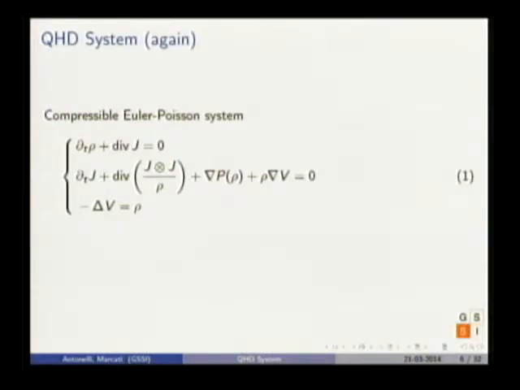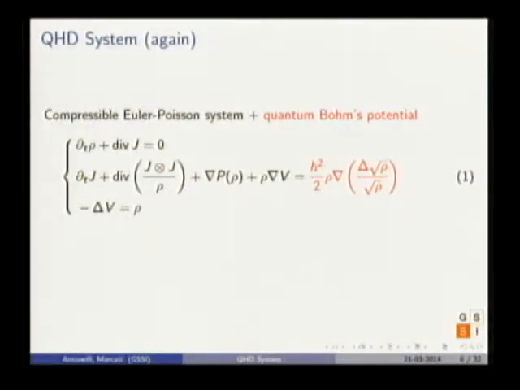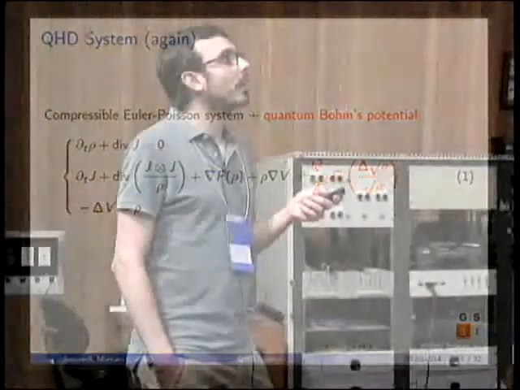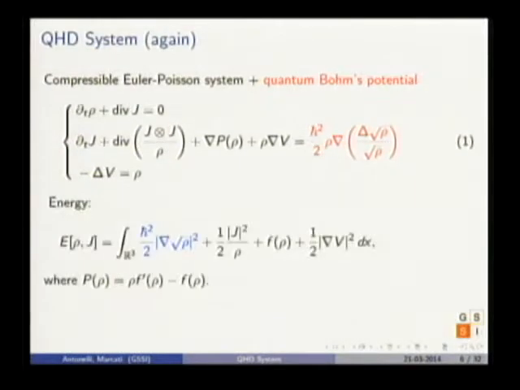Okay, so let's go back to the system. As I already said, this system looks like the compressible Euler system plus something, which is called the quantum Bohm potential. So this is considered as a potential. And let's say I will keep h bar just to emphasize the quantum nature of this potential. And as I said, that's the energy. Here you see this is the term which gives this potential.